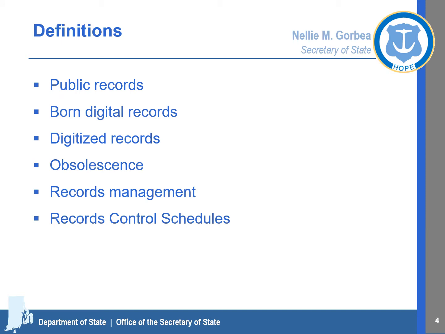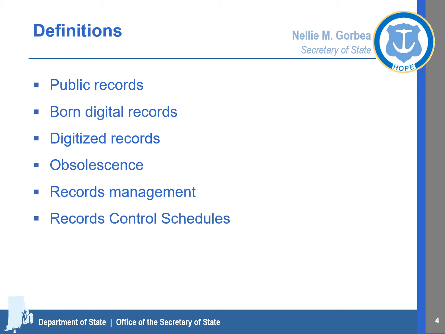So let's go over some basic definitions. Public records are defined under Rhode Island General Law, Section 38-1-1.1, and it means all records, regardless of their physical form or characteristics, which are made or received pursuant to law or ordinance, or in connection with the transaction of official business by any agency.